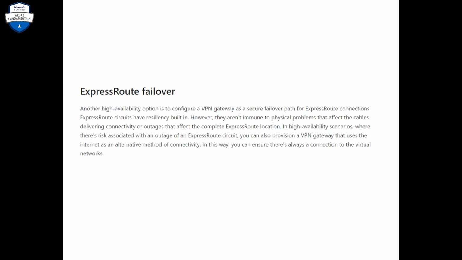ExpressRoute failover. Another high availability option is to configure a VPN gateway as a secure failover path for ExpressRoute connections. ExpressRoute circuits have resiliency built in. However, they aren't immune to physical problems that affect the cables delivering connectivity or outages that affect the complete ExpressRoute location. In high availability scenarios, where there's risk associated with an outage of an ExpressRoute circuit, you can also provision a VPN gateway that uses the internet as an alternative method of connectivity. In this way, you can ensure there's always a connection to the virtual networks.